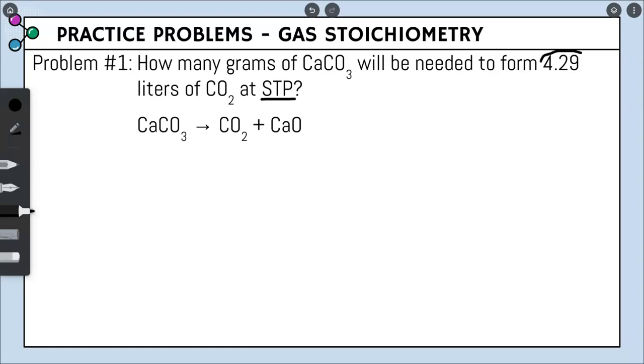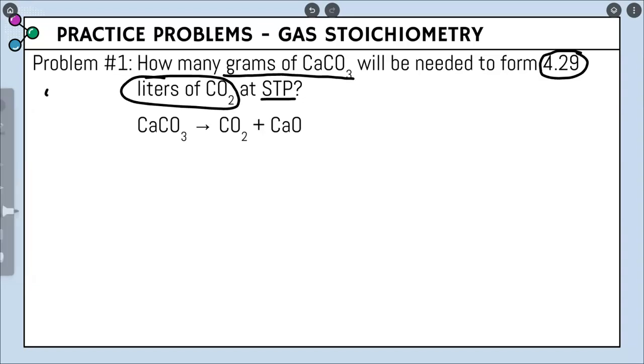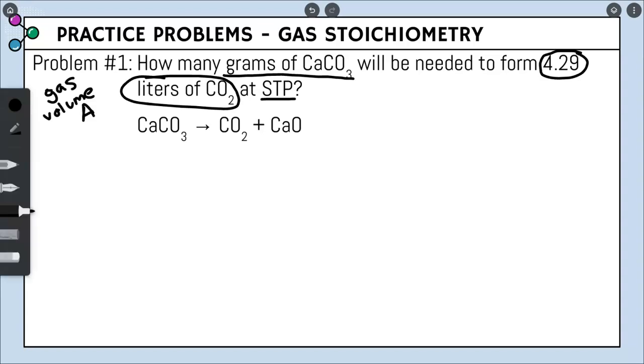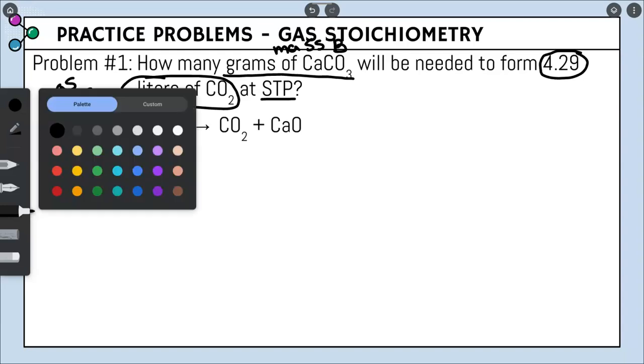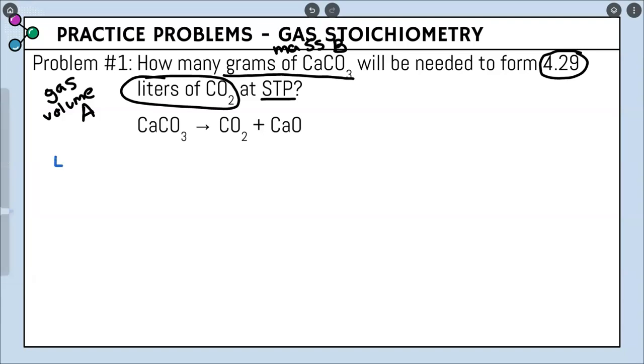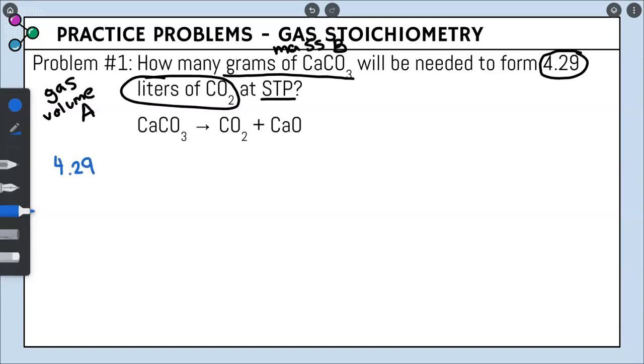We are given 4.29 liters of CO2, and we're trying to find grams of CaCO3. Now, 4.29 liters of CO2. Liters, that's going to be volume, but this is going to be gas because it's STP. Gas volume A. And the problem is asking us to solve for mass of a different compound, so we're going to end at mass B. So now that we know where we're starting and where we're going, let's go ahead and rewrite what we circled and start doing our steps with our mole island map.